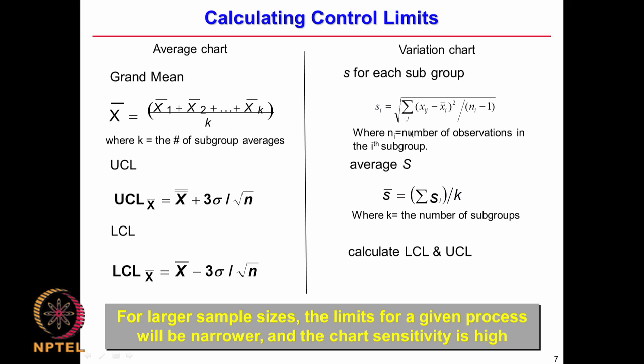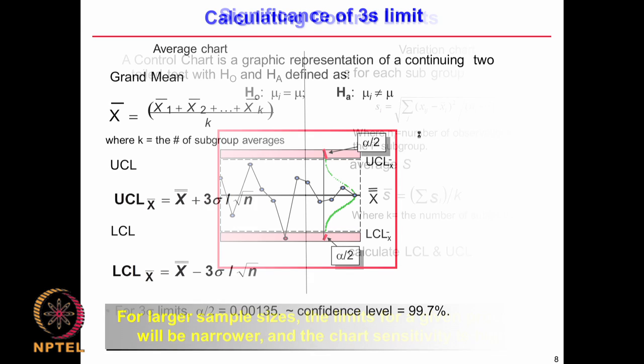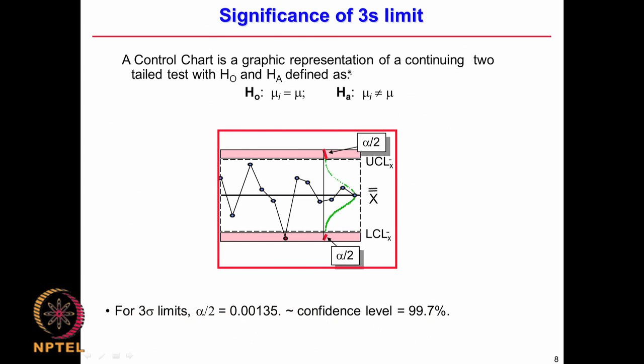Variation chart is nothing but, okay, you take the square root of the sum of (xi minus x bar) squared divided by (n minus 1), where n is the number of observations, okay, and then we could take a summation of Si divided by k, where k is the number of the subgroups, okay, then we can calculate the limits. So, we can have average chart, we can have variation chart, okay. So, it is a graphical representation.